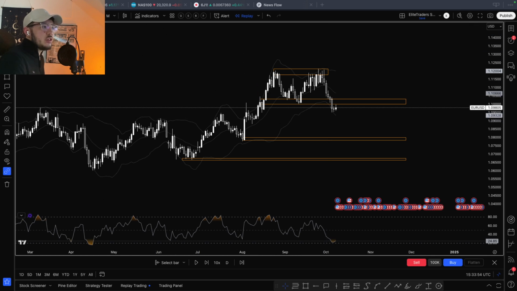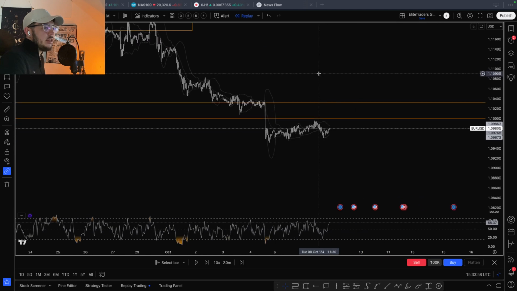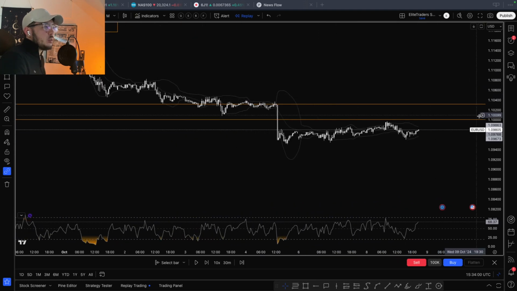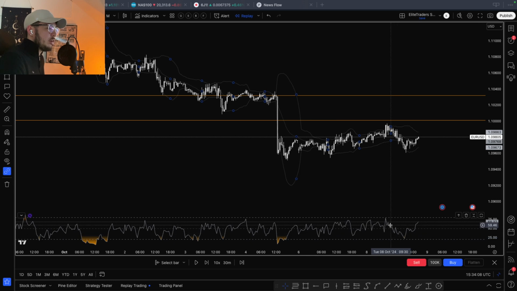So we're going to go down onto the 30-minute time frame. Now, this is where the indicators come in. This is where they're very important. So what I'm using is a Bollinger Band. So we've got a length of 20 and the EMA. I'm fairly sure this is a standard setting, so you don't need to play around with it too much.